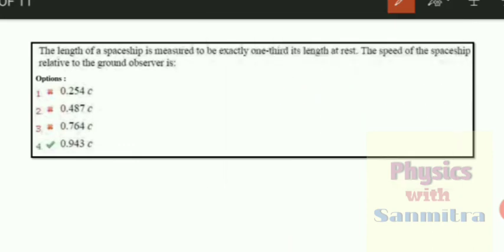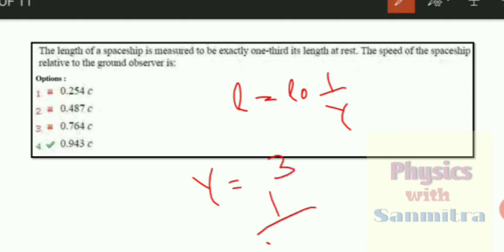Now this will be L is equal to L naught into 1 by gamma. This is the length contraction formula, and gamma will be L naught by L. What is the length? It is 1/3, so it will be 3 times. So what is gamma? 1 by root over of 1 minus v squared by c squared. This is gamma, and that is equal to 3.